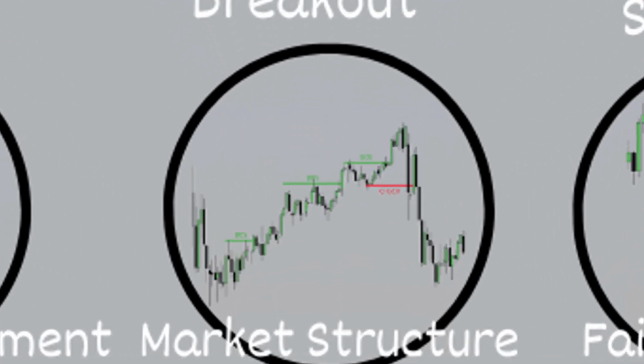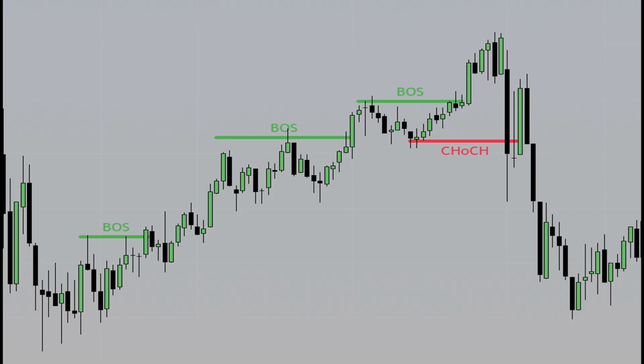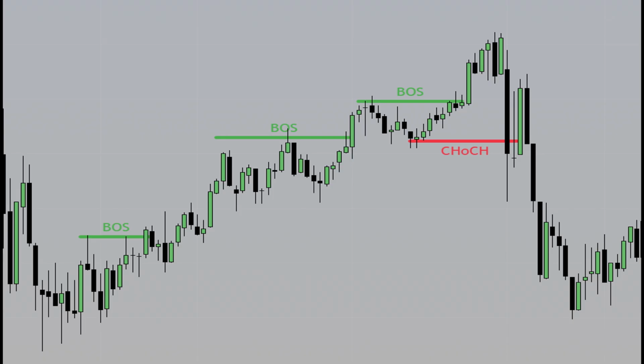Market structure. Market structure refers to both a break of structure and a change of character. A break of structure happens during an uptrend, when price is making higher highs and higher lows. Every time price goes higher than the higher high, it creates a break of structure. A change of character happens when price breaks the previous structure, signaling a reversal.